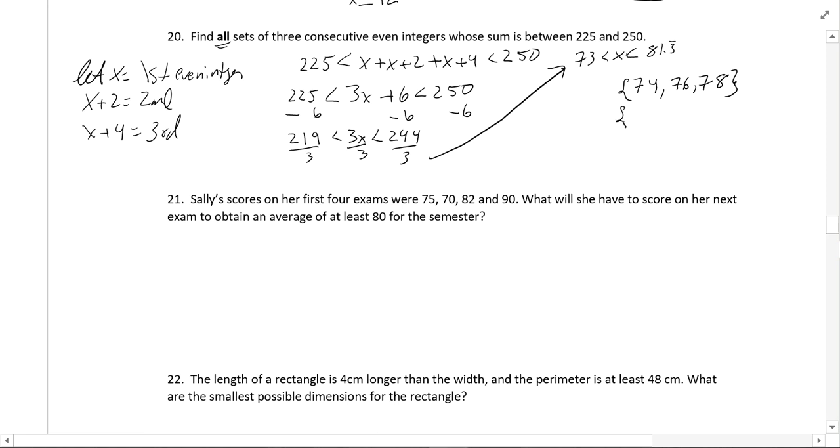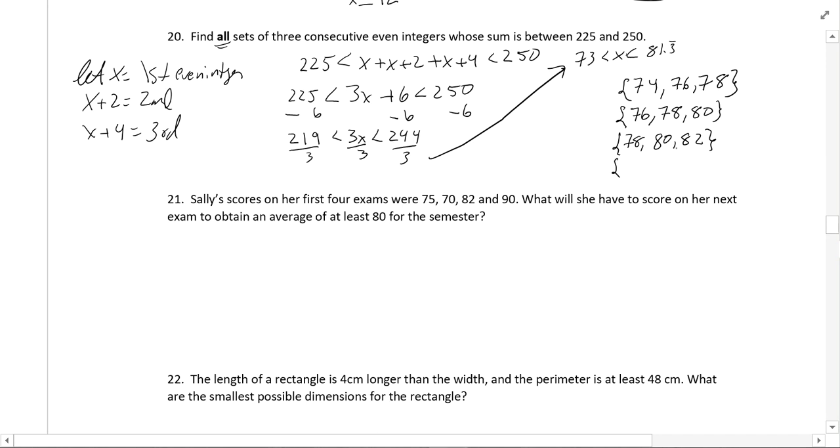So let's see if another number would make this true. The next even number would be 76. Well, that's still a true statement. 73 is less than 76, which is less than 81.3. So that means if x, the first integer, is 76, then I'd have 78 and 80. All right, let's see if there's another number for x that would work. Well, 78 would work. 73 is less than 78, which is less than 81. So again, x stands for only the first one. So that means 80 and 82 would be in that set of 3 numbers.